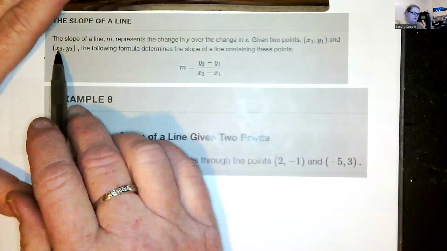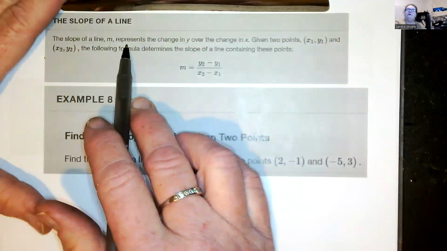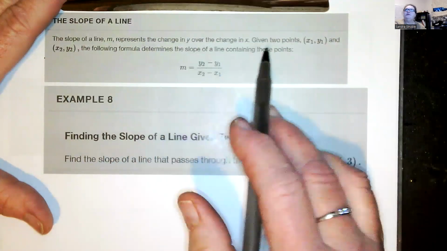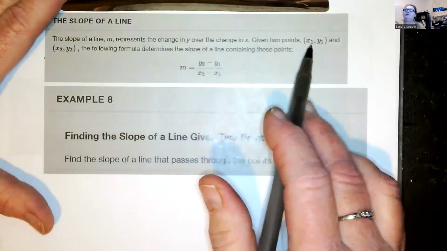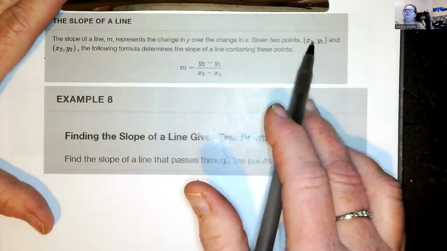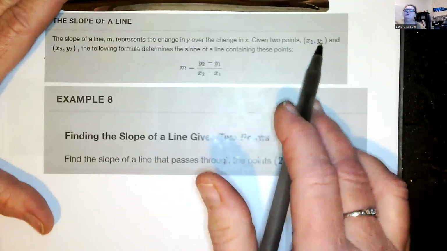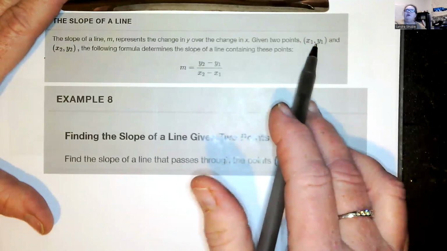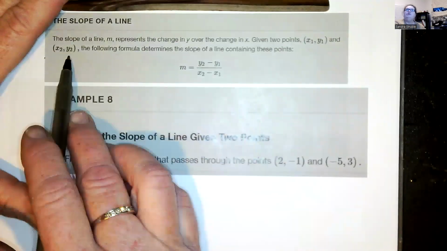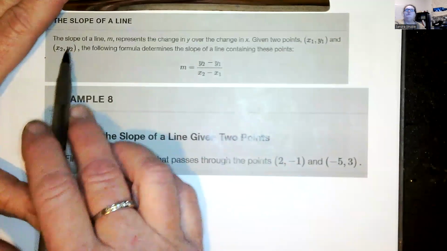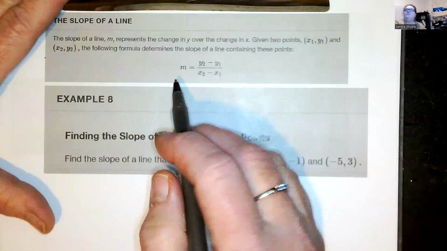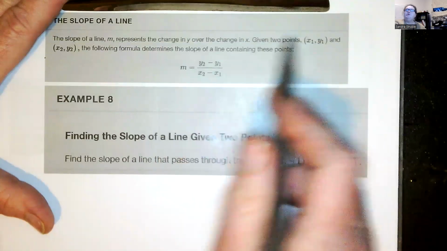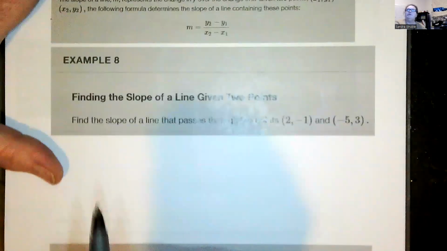Okay, so slope of a line, m, represents the change in y over the change in x. And given 2 points where they have an independent and a dependent value, x's and y's, this just means that there's a point labeled 1 that has an x value of 1 and y value of 1, and there's a point labeled 2 that has an x value of 2 and a y value of 2. And then we're going to use this formula right here, given those 2 points. So let me show you how this looks in an example.